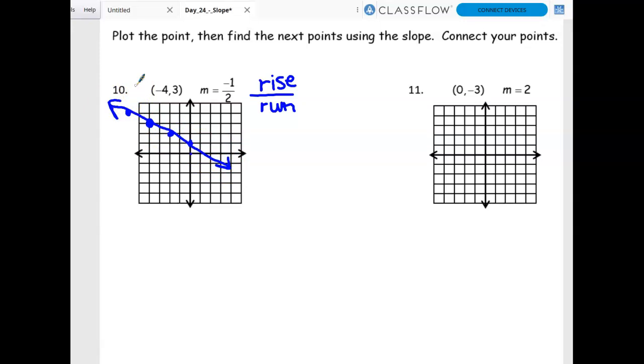All right, number 11, we're going to plot the point (0, -3). In this case, our slope is 2. So again, we're going to put it over 1 and think of our rise as 2, our run as 1. So we're going to rise 2 and run 1, rise 2 and run 1. Okay, connect the points. All right, so there's our line.